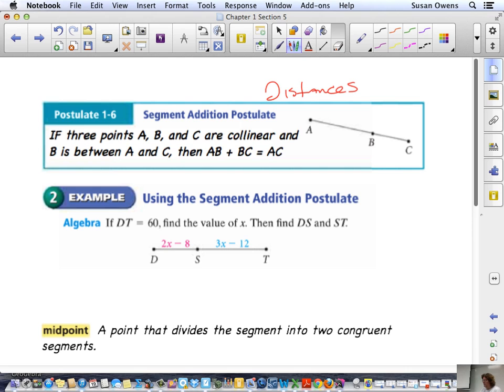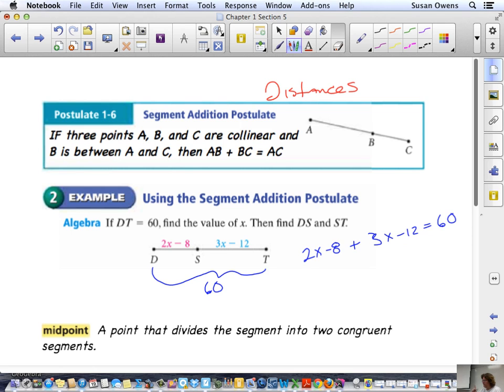Don't immediately see two things and go, oh, equal. Look at what you have. You need to write something based on what you're given. Well, I'm not given that anything's equal to each other. I am given that DT is 60. So it must be true that if I take DS, 2x minus 8, and I add to it ST, 3x minus 12, sorry, that's a 3, it should be equal to 60.